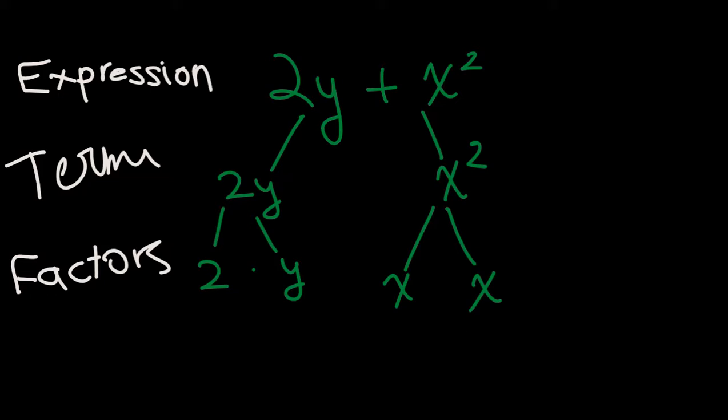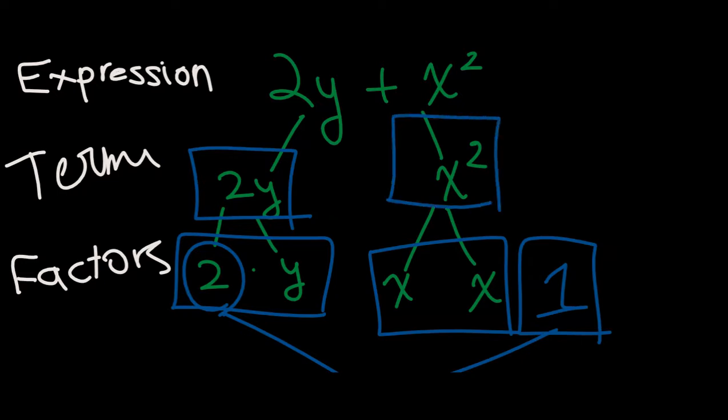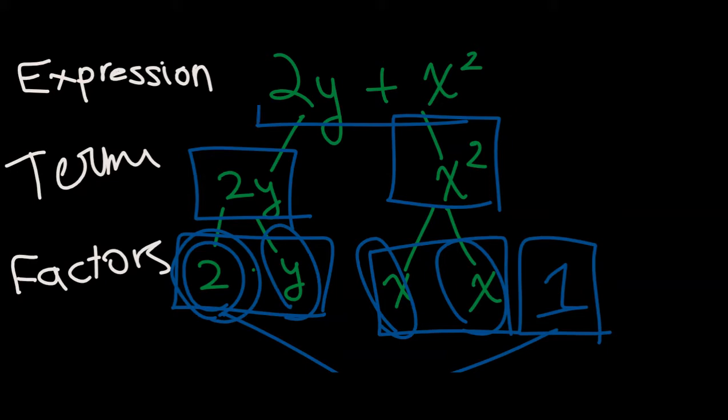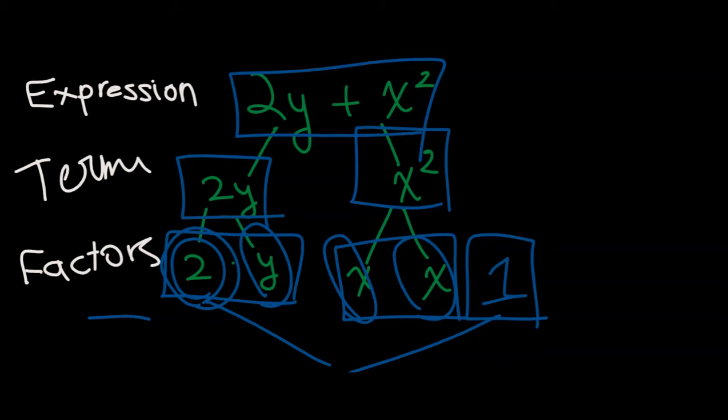And now we can also find out the coefficients. The factors 2 and y, the numerical factor is 2. For x and x, the numerical factor is really unknown, but x is being multiplied by nothing, so it'll just be 1. So the coefficients are 2 and 1, the terms are 2y and x squared, and the factors are 2 and y and x and x. And this is the expression. So we've just classified an expression into its appropriate terms and factors.